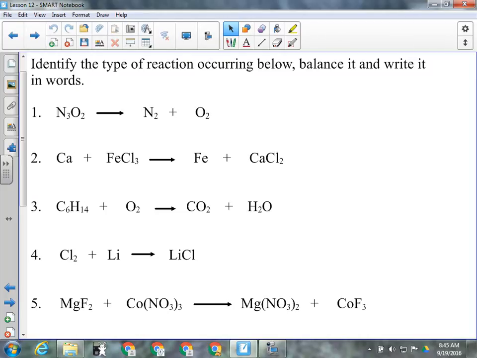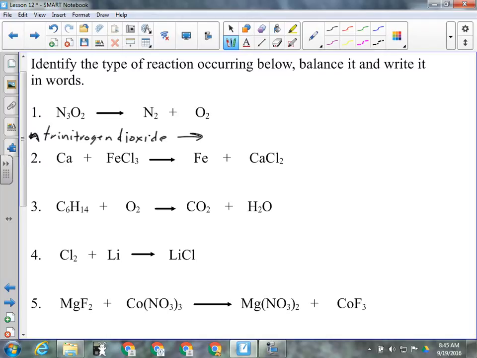All right, so let's use number 1 just as a quick review here. In number 1, I start out with trinitrogen dioxide, and it breaks down into nitrogen and oxygen. What kind of reaction is that? That's a decomposition reaction. So we've written it in words, we've identified the type, and now we need to balance it.